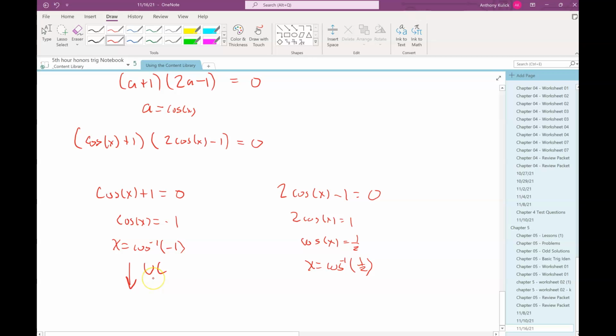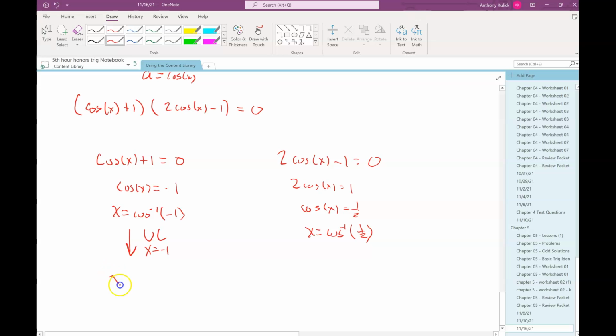So for the first equation, to evaluate cosine inverse of -1, I'm going to go to the unit circle, look up where x is equal to -1. That happens at pi. We'll go to the unit circle and look up where x is 1/2. That happens at pi over 3. And also at 5 pi over 3. And those are my solutions.